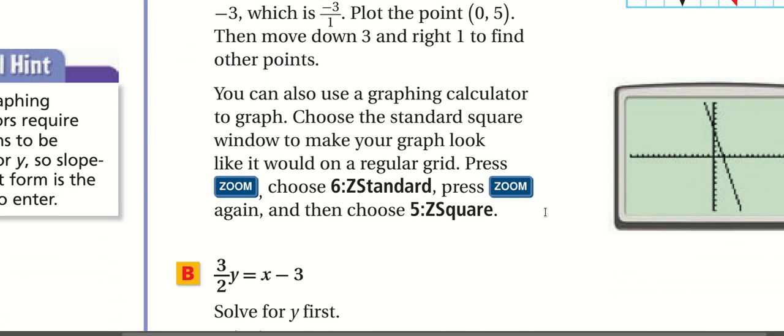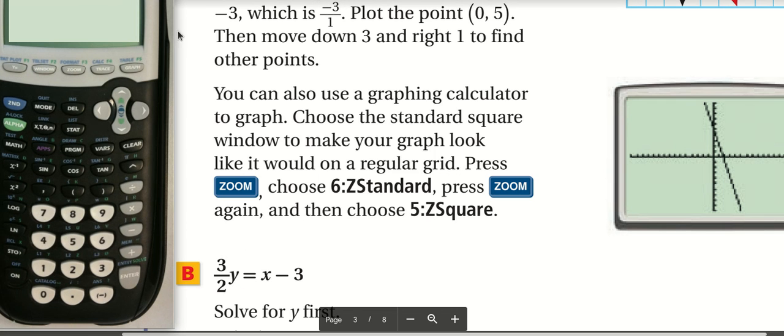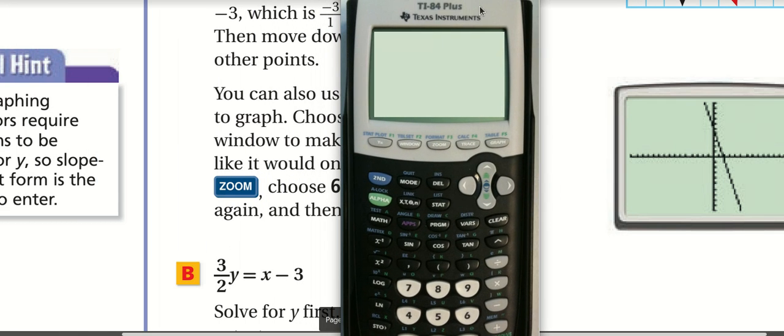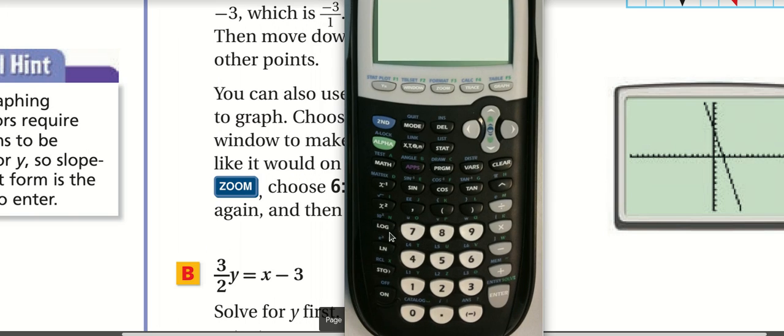It is also possible to use a graphing calculator to graph. So choose the standard square window. That means negative 10 to 10 for the x min and x max, negative 10 to 10 for the y min and the y max. And since I have a nice little TI program right here, I might as well just show you how to do it. So let me go ahead and do that.